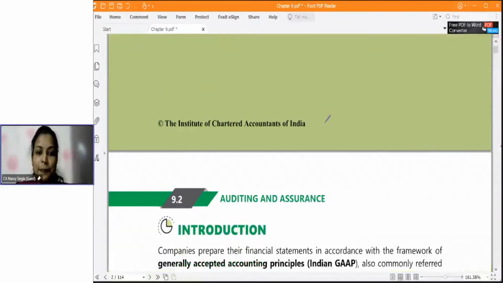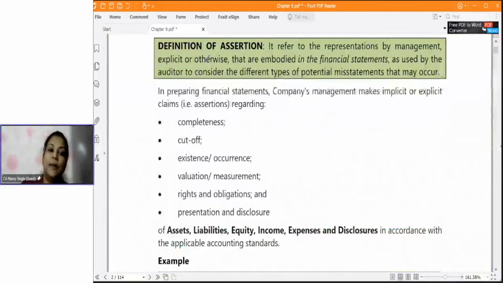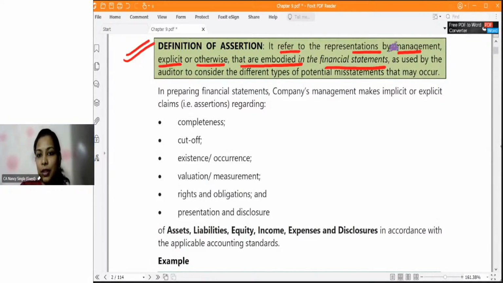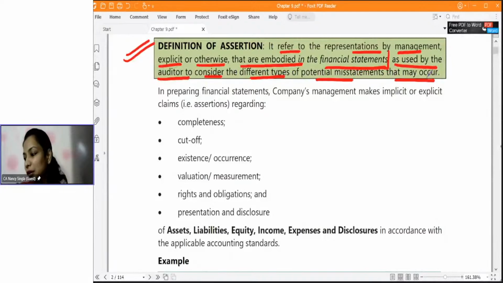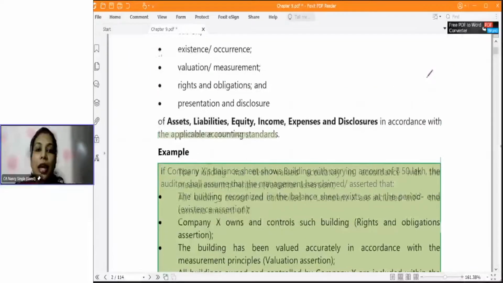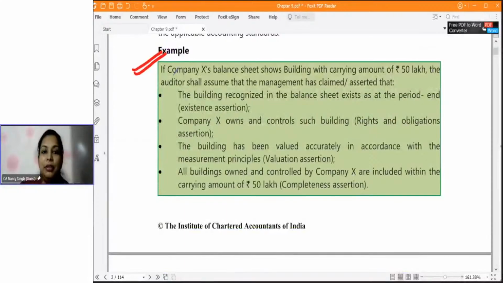ठीक है. So what is assertion? It refers to the representations by management, explicit or otherwise, that are embodied in the financial statement. This is one part. As used by the auditor to consider different types of potential misstatements that may occur. Okay? And I was talking about this example. See, if company X's balance sheet shows building with carrying amount of 50 lakhs, the auditor shall assume that management has claimed and asserted. तो management ने ये claim किया, ये assert किया.